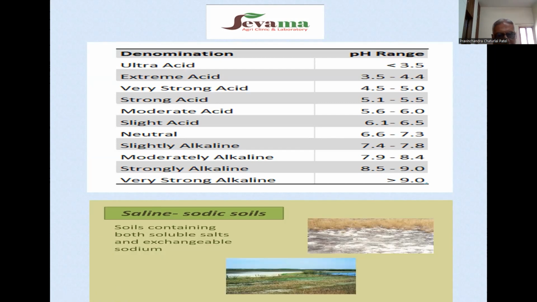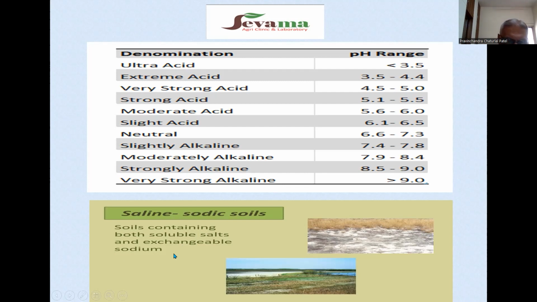In the Saurashtra area, the soil is saline, alkaline, and calcareous. The farmers are growing cotton, groundnut, and sesamum crops. You can see here in saline sodic soil, the structure is deteriorated due to dominance of sodium. Soil is dispersing. The soil contains both soluble salt and exchangeable sodium. So sodium is dangerous for sodic or alkaline soil. In human beings, sodium is also harmful.